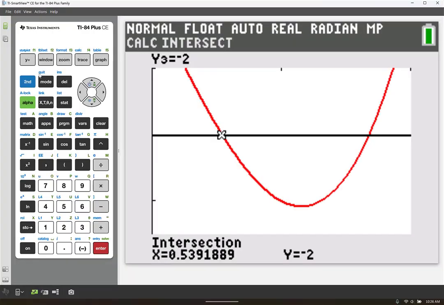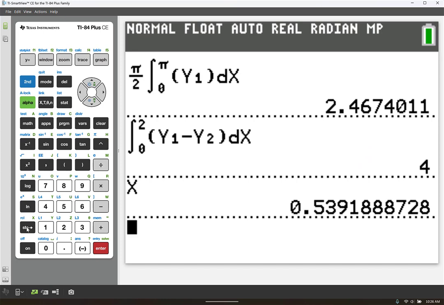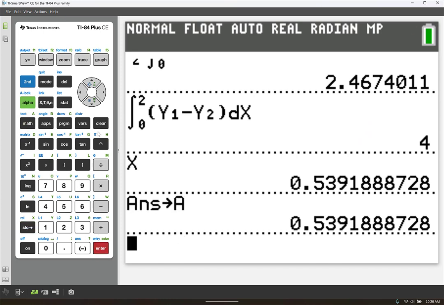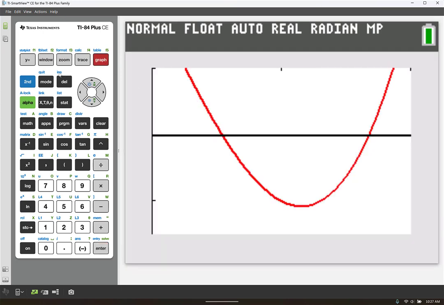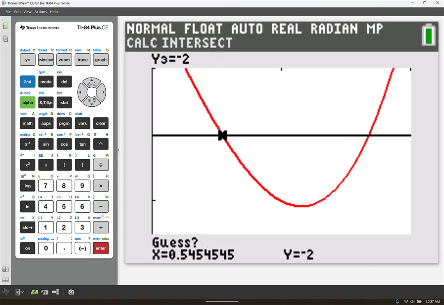Okay, hold on real quick. Before I find the other one, I'm going to go to my home screen. I push X, enter, and I like to go down the alphabet. So store, and then I'm going to go alpha A. And then I'm going to do the other one. So now I go back to graph. Second, calculate number 5. Enter.